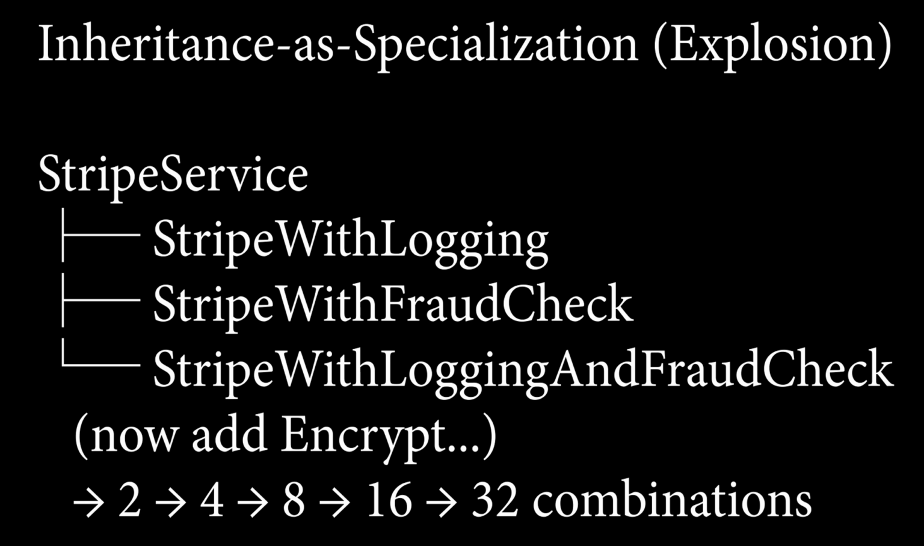This is the logical mind move. Make a hierarchy. It feels neat. It feels organized. But as soon as behavior varies across more than one dimension, the hierarchy explodes. Inheritance is great for polymorphism. But when we use inheritance to specialize, this plus a little more, then we start encoding optional behaviors into types. And this is how you get class explosion.